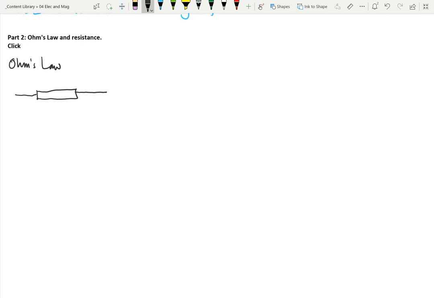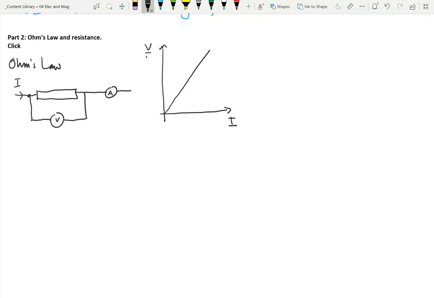And he passed a current through the metallic resistance, and he measured the voltage across the metallic resistor, and he found that it was an incredibly simple relationship between the two. He found that if you double the voltage, then you double the current, and we know what that graph looks like. It's a straight line through the origin. Voltage is in volts, the current is in amps.